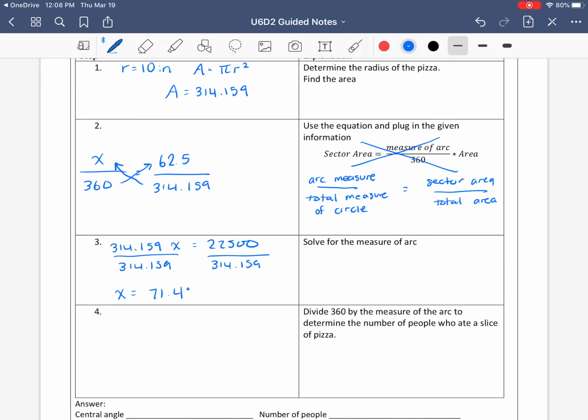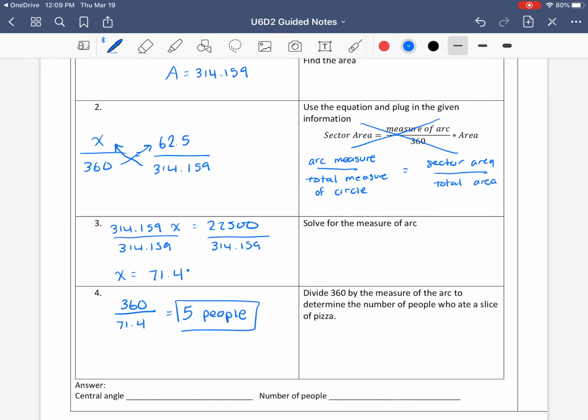Now, if we want to figure out how many people are eating this pizza, we can do, well, 360 degrees divided by 71.4, since each person is eating 71.4, which gets us to about 5 people. All right, so our central angle here is 71.4 degrees, and we have 5 people.